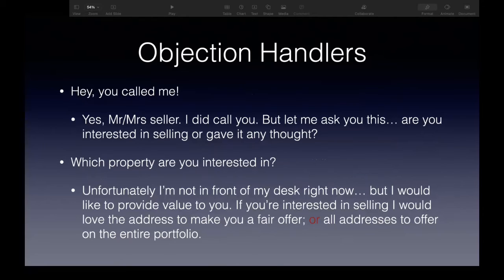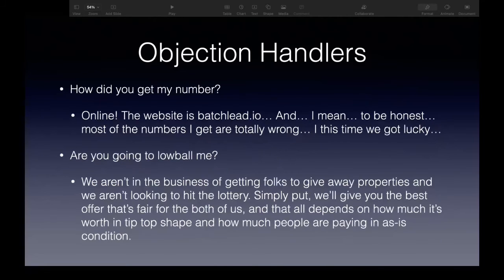So which property are you interested in? Unfortunately, I'm not in front of my computer right now, but if you give me the address, I can get some information and we can make you a fair offer.